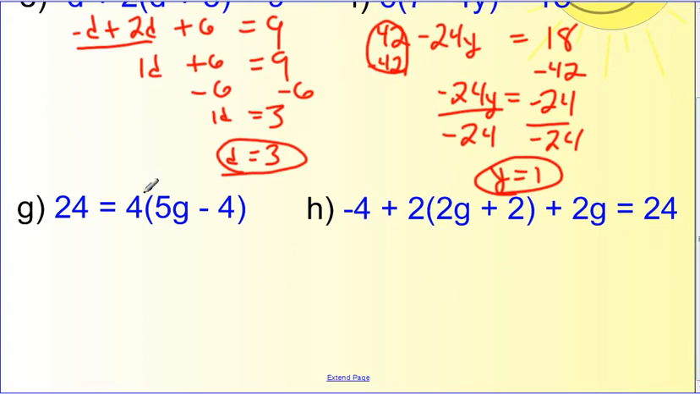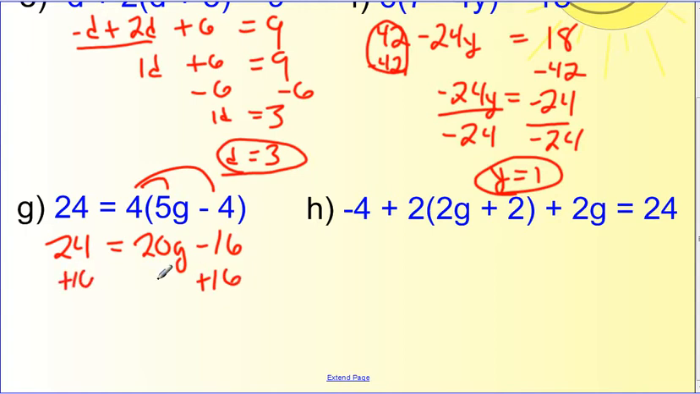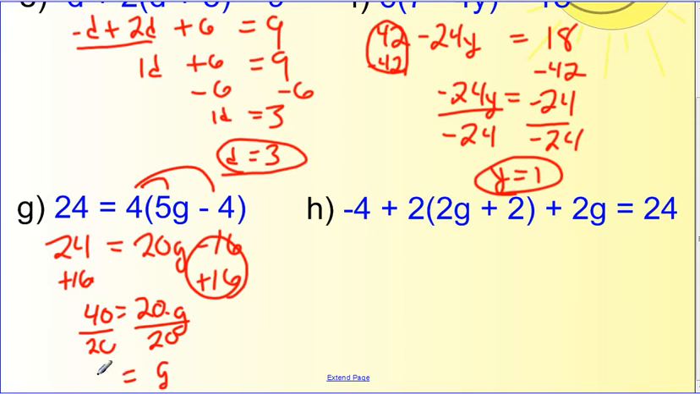Letter G. Get rid of our parentheses by distributing. We get 20g minus 16. No combining like terms, because I don't have more than one variable. I don't have variables on both sides. Down to step 4, get rid of my add and subtract. So I add 16, these cancel out. We get 20g, and that's a 6. That gives us 40. The way you get rid of a multiply by 20 is you divide by 20, divide by 20, and g equals 2.